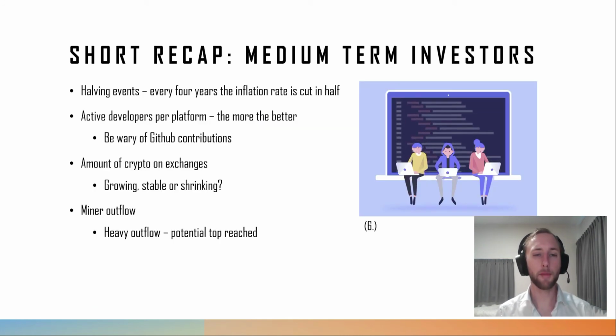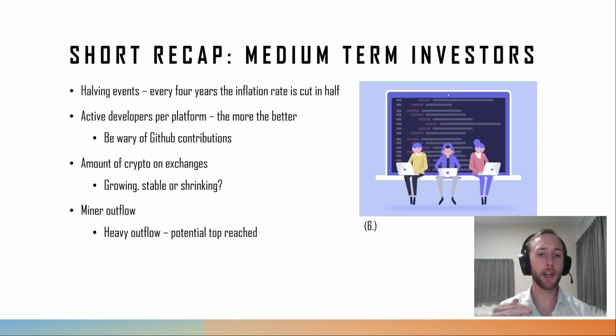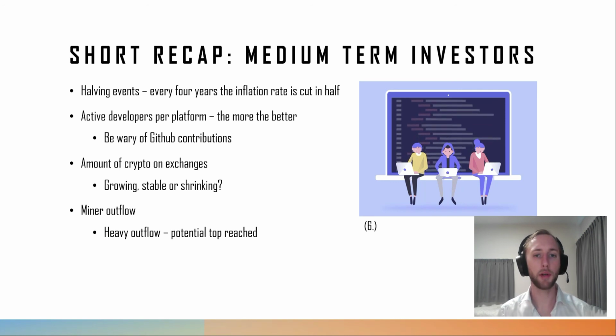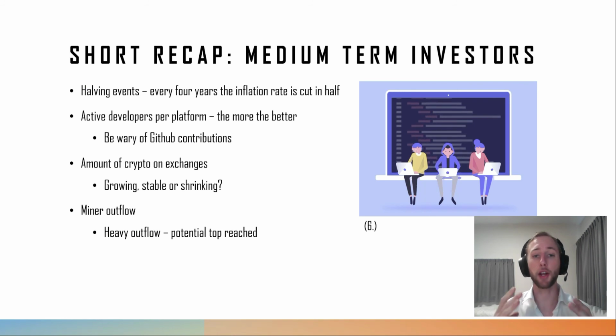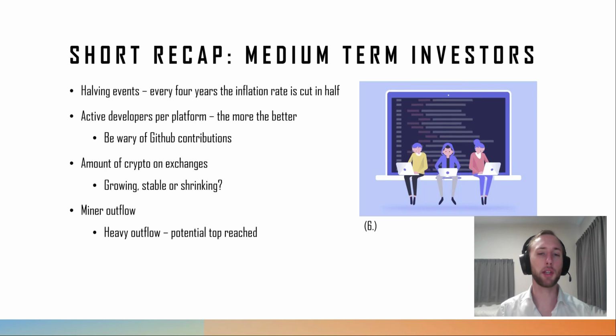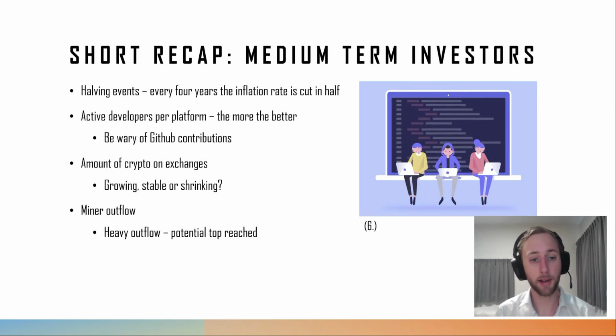Now, a short recap for medium-term investors. The first thing you want to do is time your entry to the market according to the halving cycles. Just after the halving cycle, you can expect the market price to go up, and about 2 years after the halving cycle, you expect the price to be relatively stable. So time your entry points according to those moments. Now, the second thing you want to consider is you may be interested in looking outside of the standard Ethereum and Bitcoin narrative. If you want to do so, have a look at the number of active developers, but keep a close eye out for GitHub shenanigans.